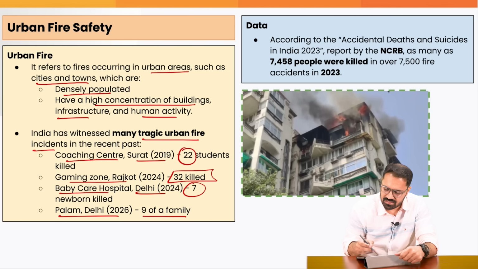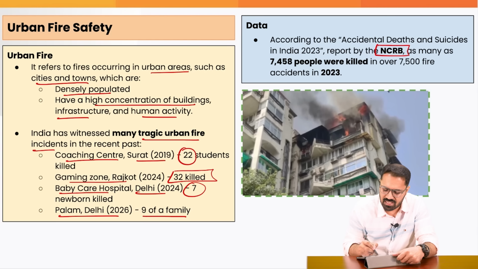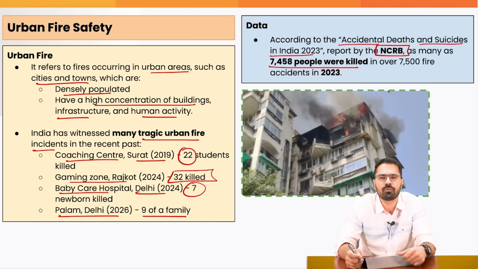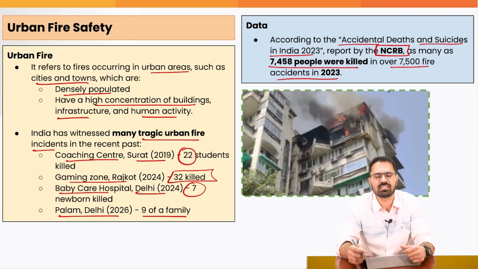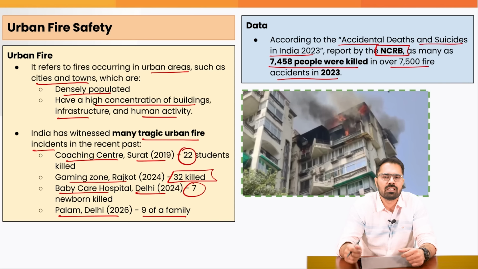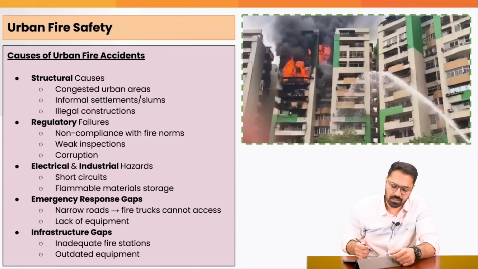Now, what does the data say? The NCRB's report, Accidental Deaths and Suicides in India 2023, says that as many as 7,458, almost 7,500 people have been killed in over 7,500 accidents in 2023. And when I checked the number for the previous year, it was almost the same. Every year, 7,000 to 8,000 people lose their lives because of these fire incidents. Clear? Now, what are the causes of these urban fires?